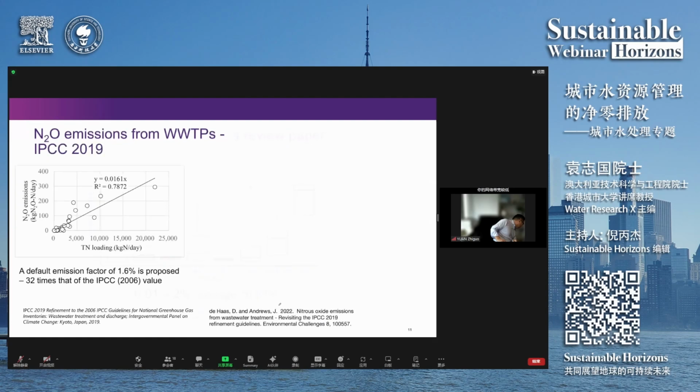Then in the IPCC 2019 report, they pulled together some data from the literature, and then they made this graph. The vertical axis is the emission, basically kilogram N2O per day, and the horizontal axis is the TN loading, kilogram N per day. Then you do the regression, and you get a slope of 0.6%. The emission factor recommended by IPCC is 1.6%, which is substantially higher than their initial recommendation.